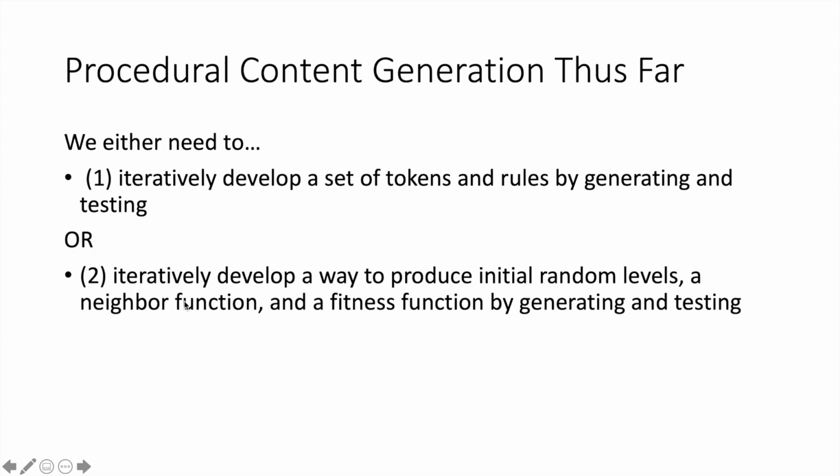Or we iteratively develop a way to produce initially random levels, some neighbor function. Now I'm using neighbor function in a very broad way to mean both mutation functions we might see in genetic algorithms, crossover functions, ways of basically going through some space, and a fitness function for generating and testing. So again, same thing. We need to produce some initial random levels, some initial neighbor functions, some initial fitness function, generate, see how that does, go back and change it, etc., etc., etc. So obviously this is constructive PCG and this is search-based PCG.